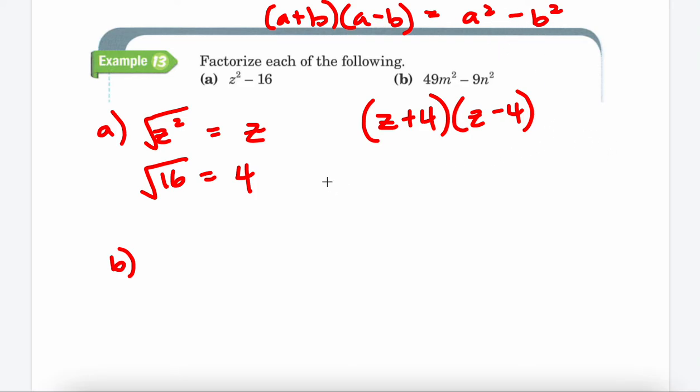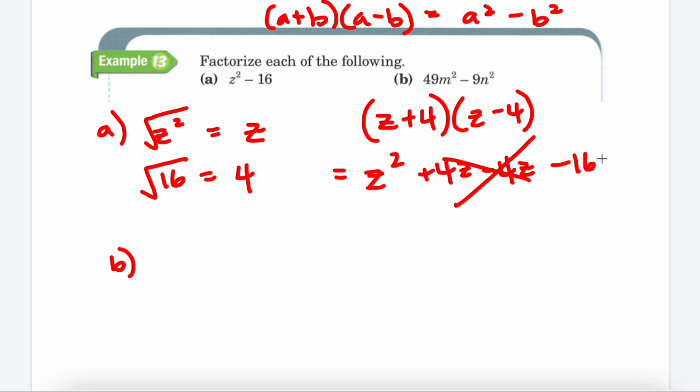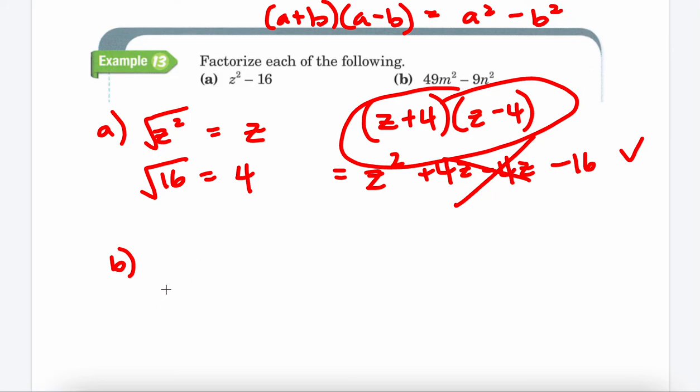Okay, so if we were to quickly double check that, it would be z squared. This would be plus 4z, and then a minus 4z, so that's why they're gonna cancel, and then subtract 16. So that does work out, okay? So it might help for you to just double check and make sure your inside terms cancel each other out.